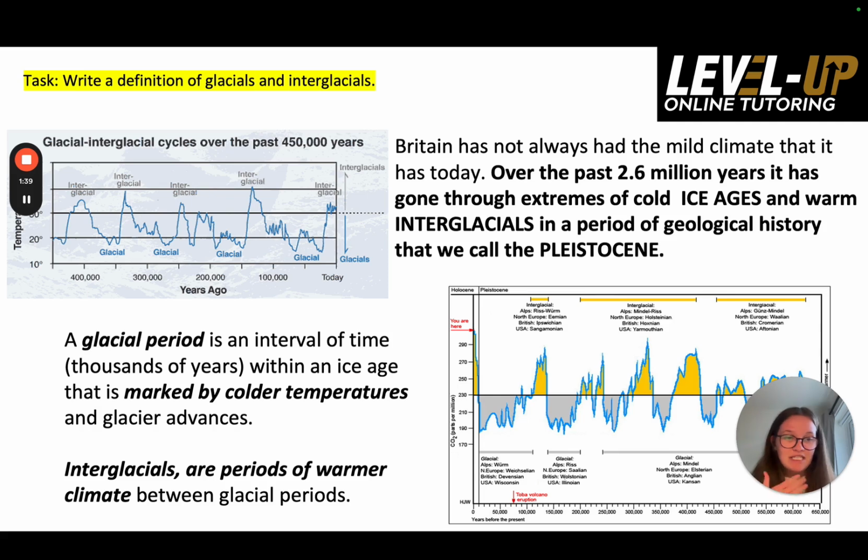A glacial period is what we call an interval of time, or thousands of years, within an ice age. This is marked by colder temperatures as glaciers advance and build up and get thicker. And our interglacial periods, so we have our glacial periods and our interglacial in the middle, are periods of warmer climate between these glacial periods.